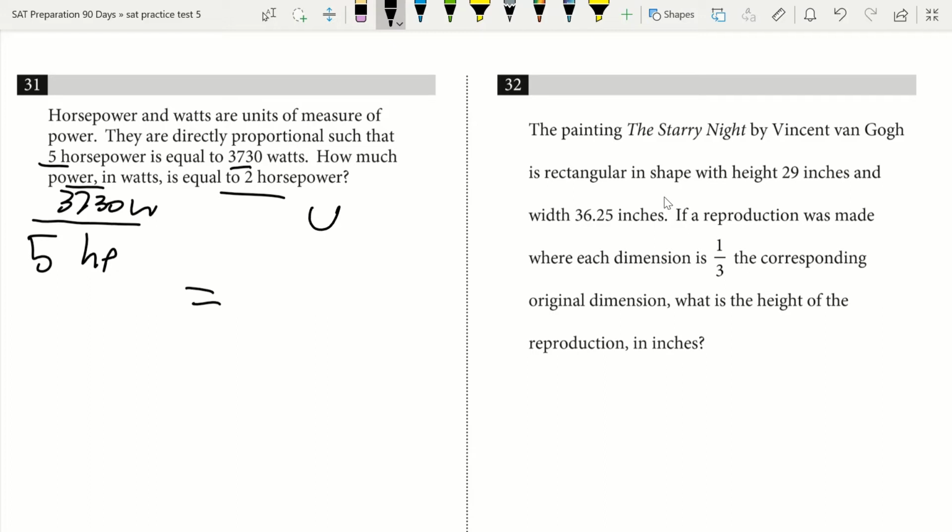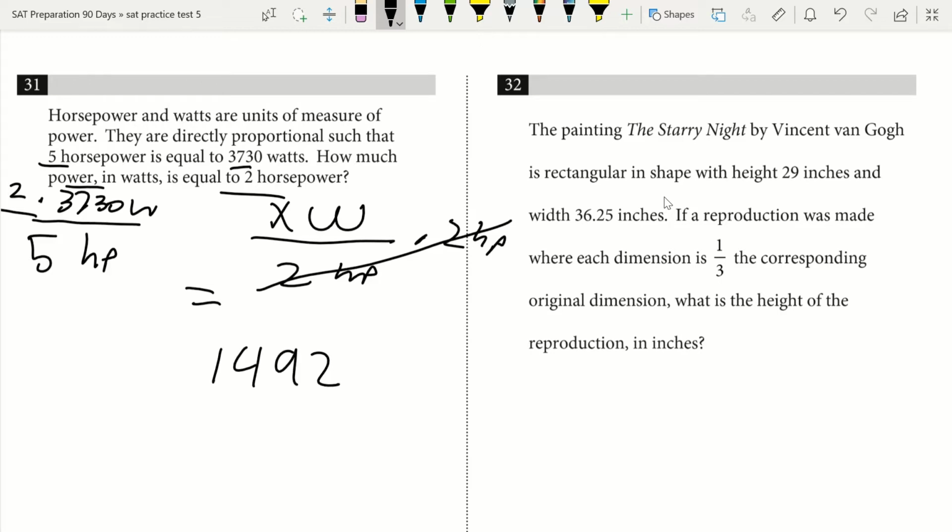I want to solve for my number of watts, which I'll call X W, for X amount of watts per 2 horsepower. So I have to multiply each side by 2 in order to solve for my number of watts. When I do that, I'll have 2 times 3730 over 5. I'm just going to plug that in my calculator real quick. So we have 2 times 3730 all divided by 5. I do that and I get 1492. So number 31, 1492 will be my answer there. All right, so at that point we can go ahead and move on to question 32.